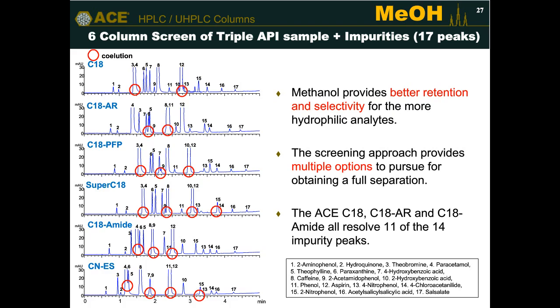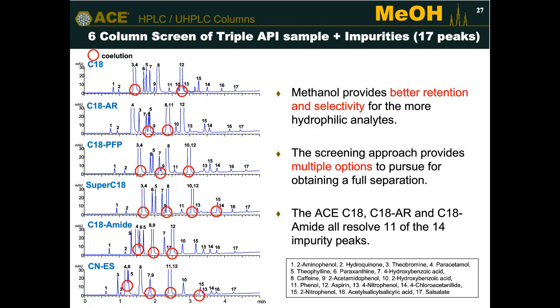Here we have our standard screening approach that I've already explained. Now this sample is more complicated. This is a triple API example. It has 3 different components in it, plus 14 other compounds, impurities and degradants, making a total of 17 analytes in this sample mixture. The 3 different compounds are present at higher proportions compared to the impurities. So again, this is simulating a related substances type situation.